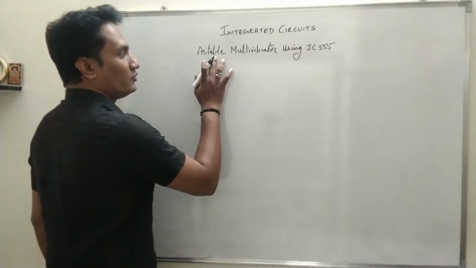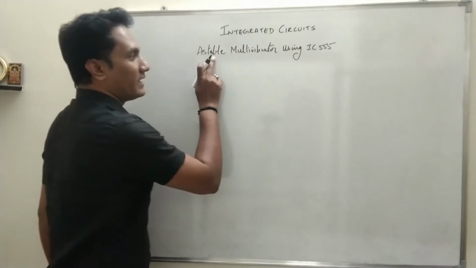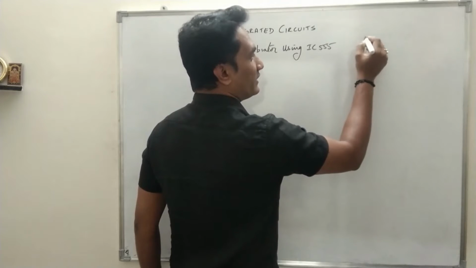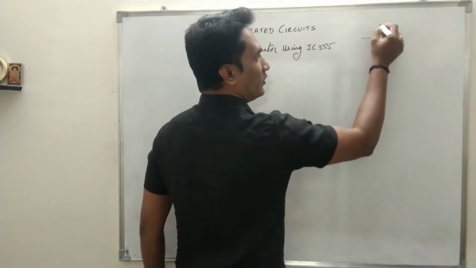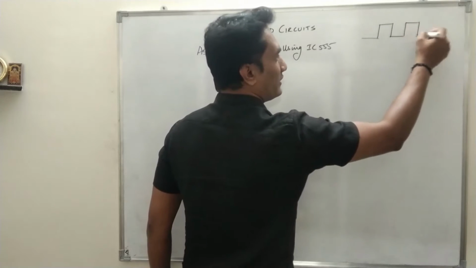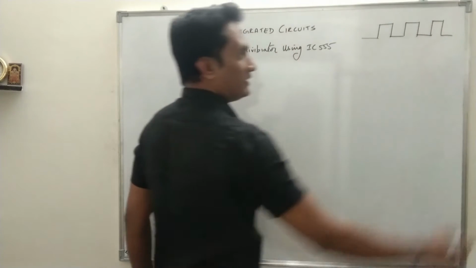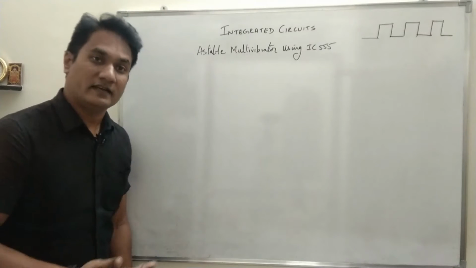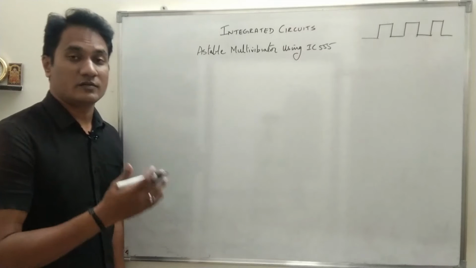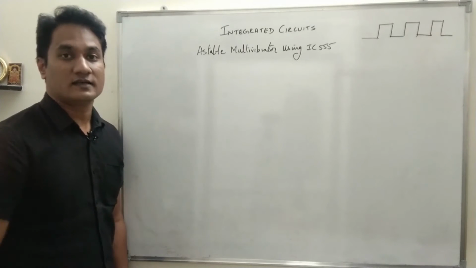Okay, now what do you mean by astable? Astable means there is no stable state. So you don't have to give a trigger. The output will remain 0 for a small duration of time, again it will become 1, again it will become 0, and it will keep on changing its state. So there is no stable state, that is why the name is astable multivibrator. This astable multivibrator, we can use it as a clock pulse.